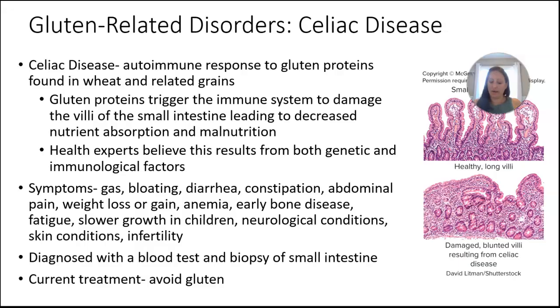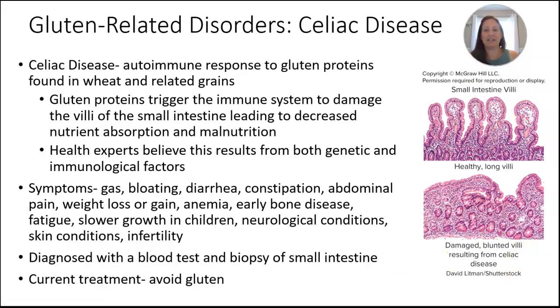Okay, let's talk about celiac disease. Celiac disease is an autoimmune response to gluten. It's not a gluten intolerance. It's an autoimmune response to gluten proteins found in wheat and related grains. Anytime an individual with celiac disease ingests gluten protein, so if they're eating wheat or some related grain that has gluten, their immune systems get triggered.